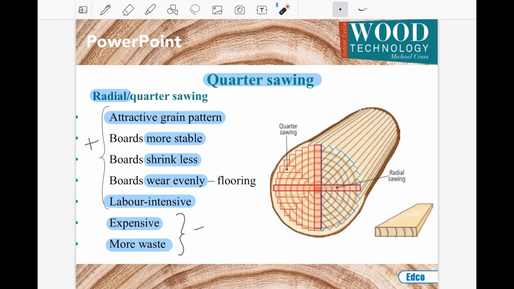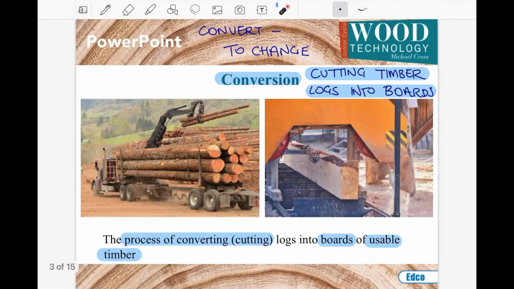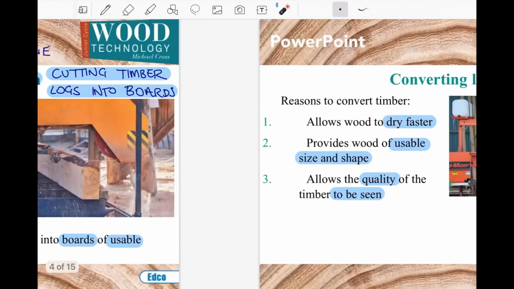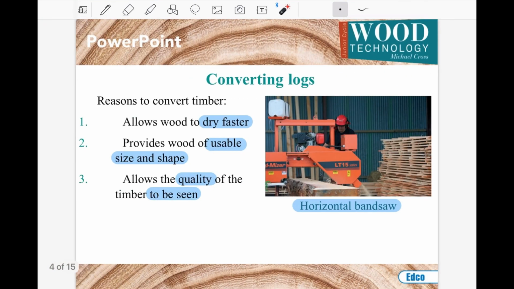All right, so far, let's go through it again. We've talked about conversion. We said conversion means to change the logs, to cut the logs into a timber of a more usable size. That's the important thing. And then I said a horizontal bandsaw is used, and you can see the horizontal bandsaw inside that picture.